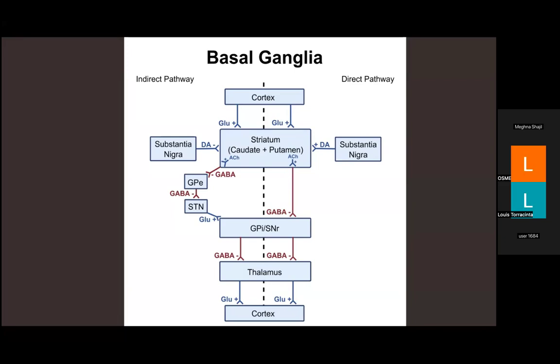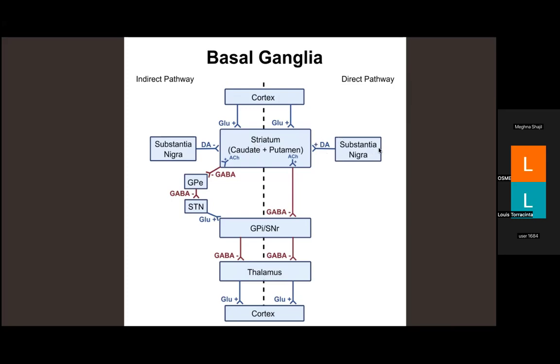You can just draw it, and then it's very easy to refer to it in your essay when you're talking about the basal ganglia. Okay, so there's glutamate, and there's GABA, which is inhibitory. The direct pathway: cortex, striatum, with some dopamine input from the substantia nigra. Dopamine is extremely important to movement, and we'll talk about that a bit more.